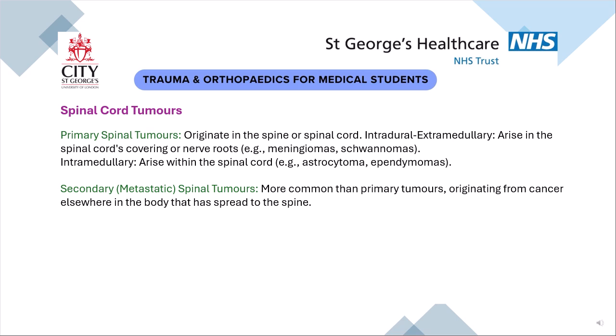The final part of this talk just covers spinal cord tumours. And again, you're not going to be expected to know these in great depth, but you need to know the principles. So like all tumours, these can be primary or secondary. The primary ones originate within either the spine or the spinal cord. So these are meningiomas, schwannomas, or the astrocytomas, ependymomas, these sort of things. The secondary, which are far more common, originate from cancer somewhere else in the body, metastasizing typically to bone. So these normally affect the vertebral bodies.